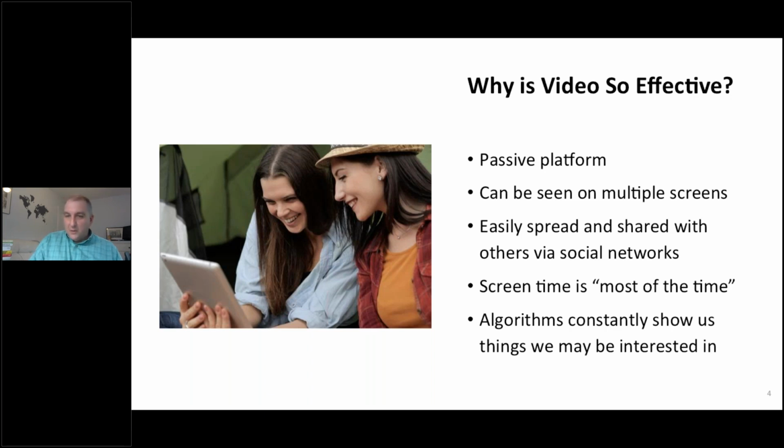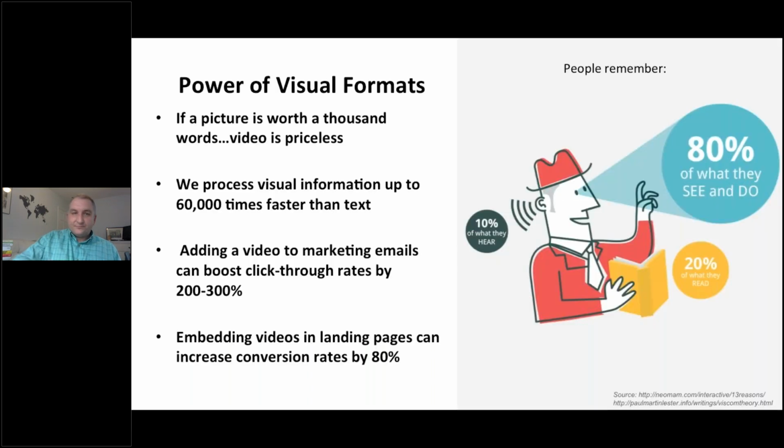And then with social networks, these videos are easily spread and shared. So not only do we have the ability to watch them all the time, we have the ability to share them within our networks all the time. So it spreads socially, and then the algorithms across these social networks constantly show us the other videos that we think we should be watching. So video is so effective because it's so easy to share information, it's so easy to spread, and then the platforms that we're on all the time are always surfacing new videos for us to see.